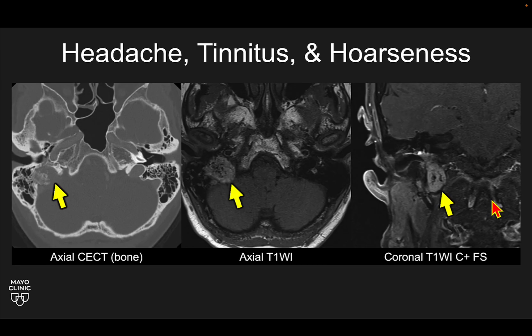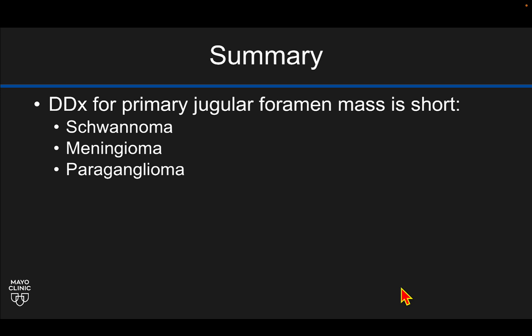foramen paraganglioma. So circling back on this initial index case, again, a patient with headache, tinnitus, and hoarseness, we see that there's a mass centered in the right jugular foramen, has permeative destructive bone changes. It's very intrinsically T1 bright. It's sort of the SALT look. We can see that there are high velocity flow voids within it. And this is going to be a jugular paraganglioma. So in summary, your differential diagnosis for primary jugular foramen masses is actually very short. The big three are going to be schwannomas, meningiomas, and paragangliomas.